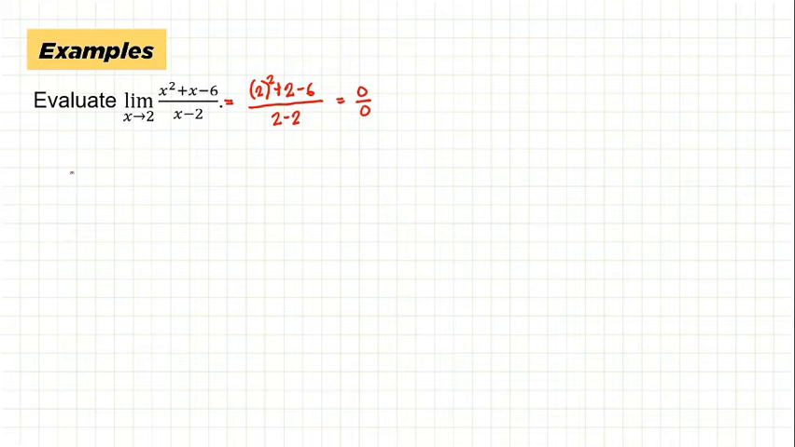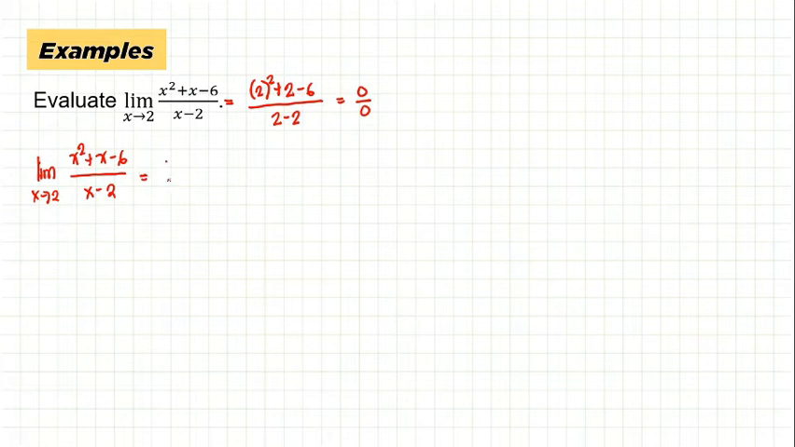Okay? Now, let's proceed to factoring since we have 0 over 0. So we have x squared plus x minus 6 all over x minus 2 as x approaches 2. Now, x squared plus x minus 6 is factorable.